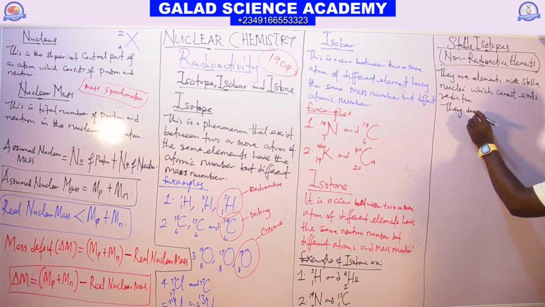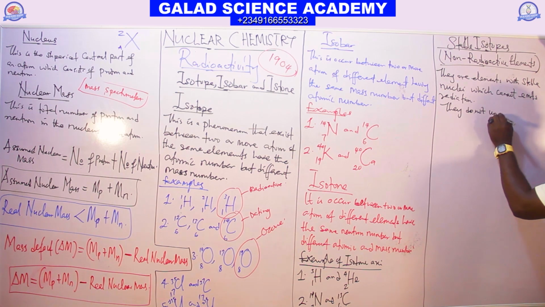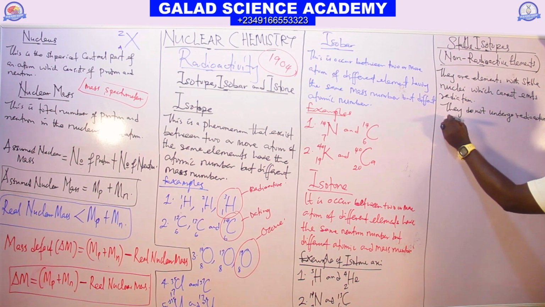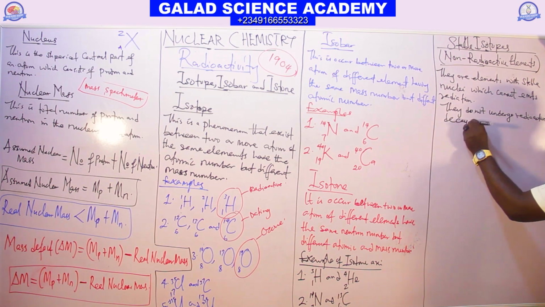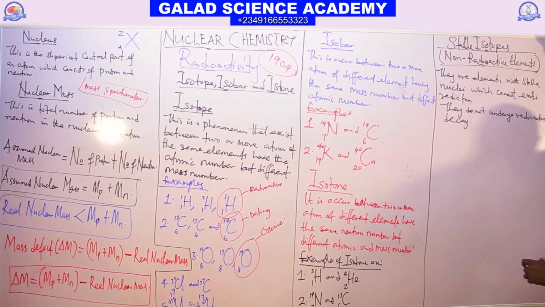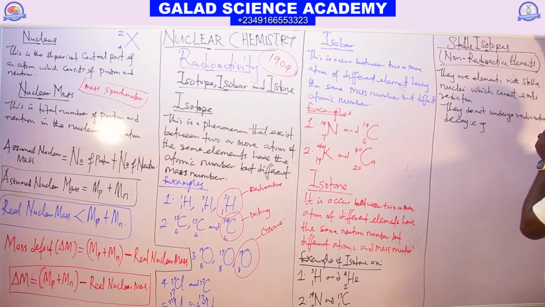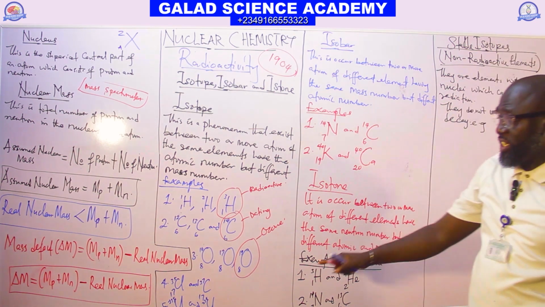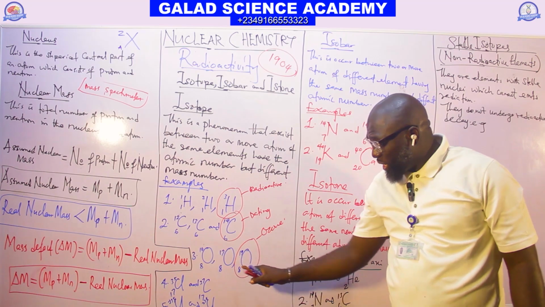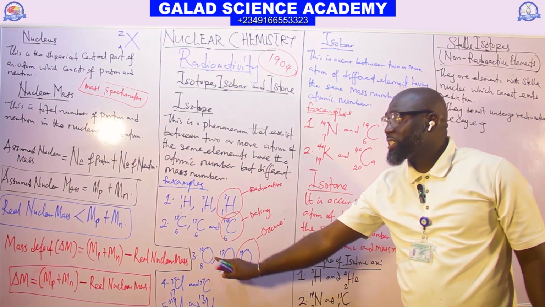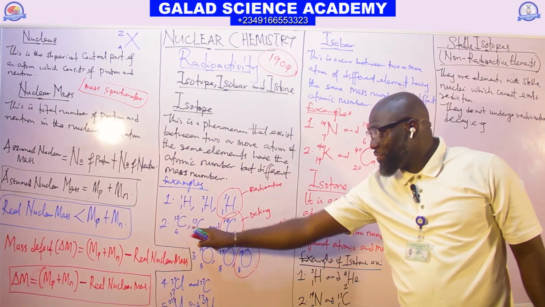They do not undergo radioactive decay. Example of the isotope, e.g., we have oxygen, these three oxygen. Only this one is a radioactive isotope. These two, they are not. Carbon, we have three.